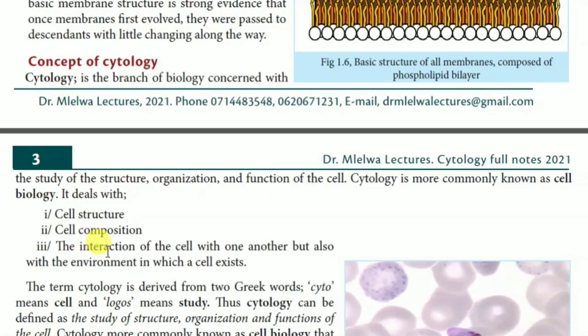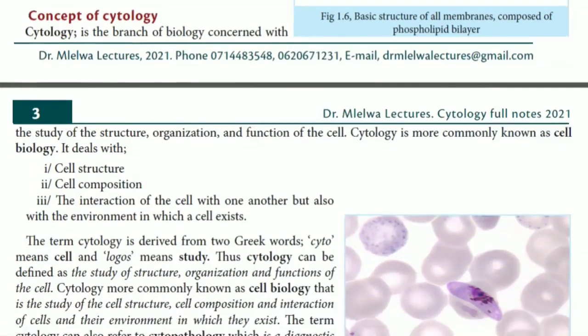So vitu vitatu tutakavyokuwa tuna discuss kwenye cytology ni kwanza cell structure, what a cell is composed of, and then cell composition. Cell structure and composition are just like the same, but they are different, because in cell structure we are looking at different structures, their anatomy, and the composition is that hizo structure mbalimbali zinafanyaje kazi, organization or composition, how they are functioning, and then finally the interaction of the cell with one another. That means how one cell interacts with another cell, or the cell interacts with its environment.